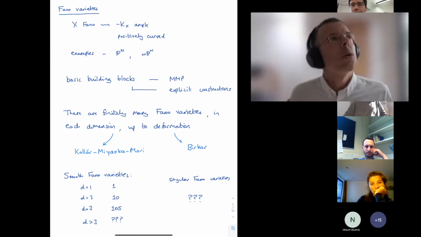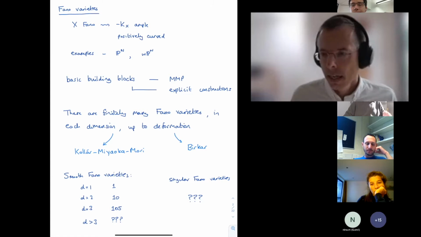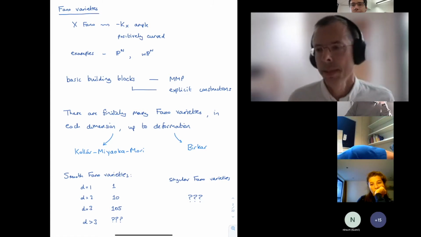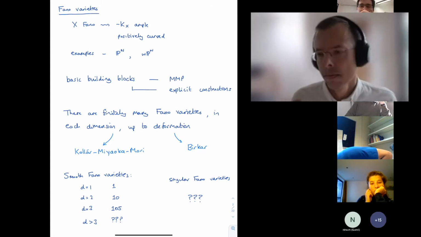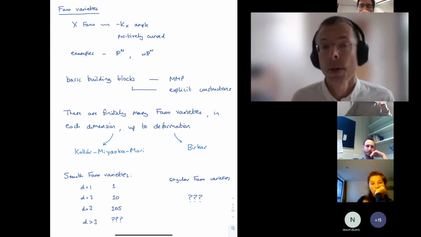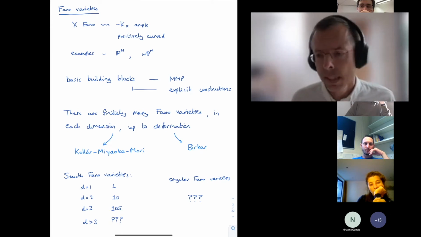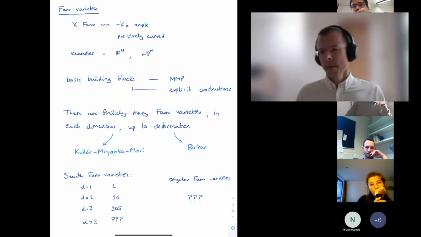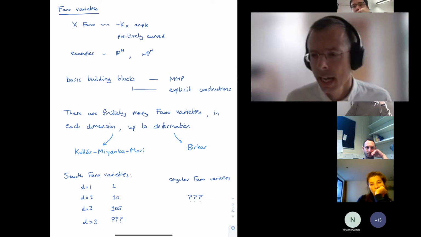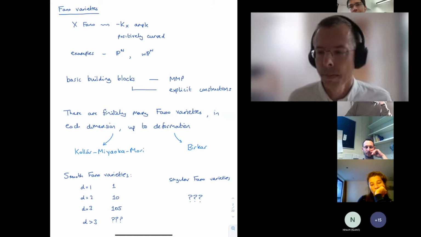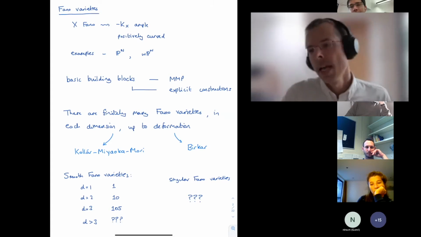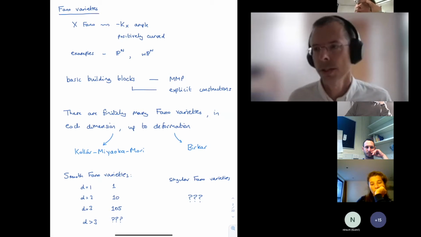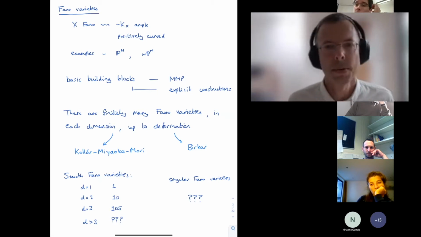And I guess we're interested in classifying Fano varieties because they're basic building blocks for algebraic geometry. They are basic in the sense of the minimal model program, so in terms of the birational classification of algebraic varieties, and also almost all explicit constructions in algebraic geometry tend to start with a Fano variety, start with projective space and impose some equations or whatever. So they're kind of basic building blocks in that sense too.